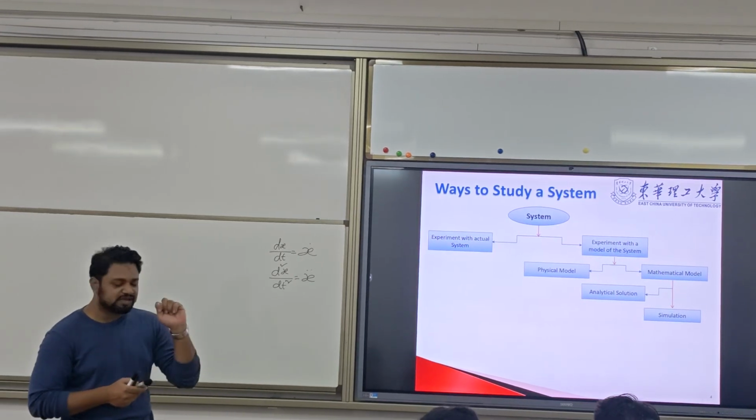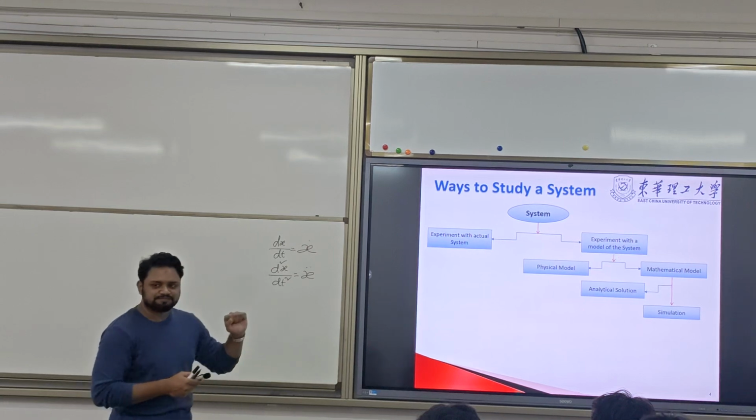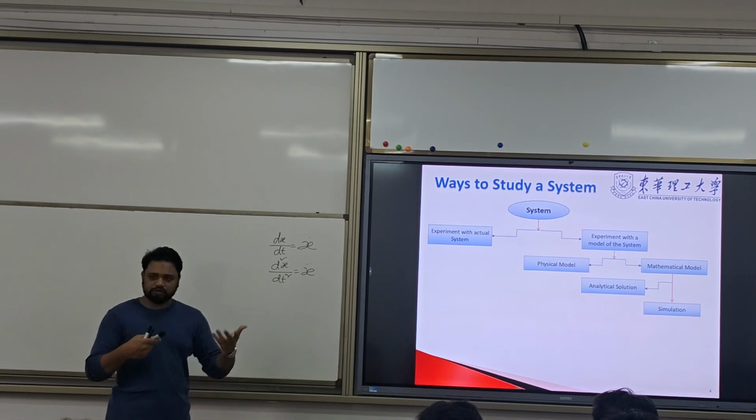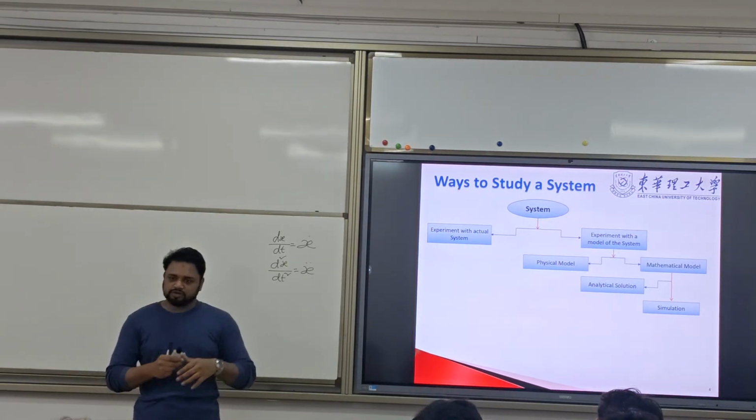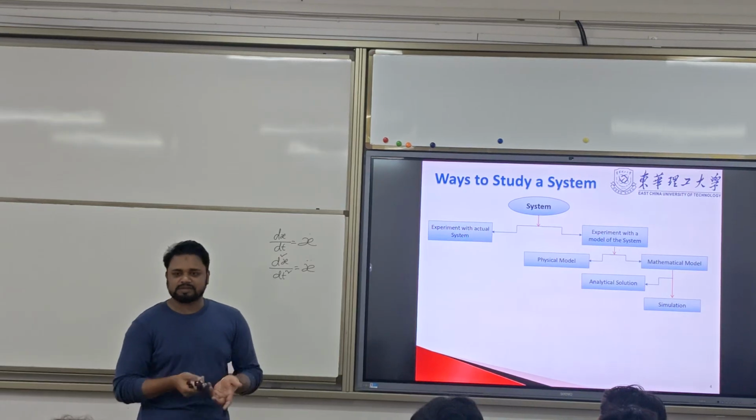Mathematical modeling can have two types. One, analytical solution: write down the equations and solve them. We will see that later on. We will solve the problems. So write down the equations and solve the problem.